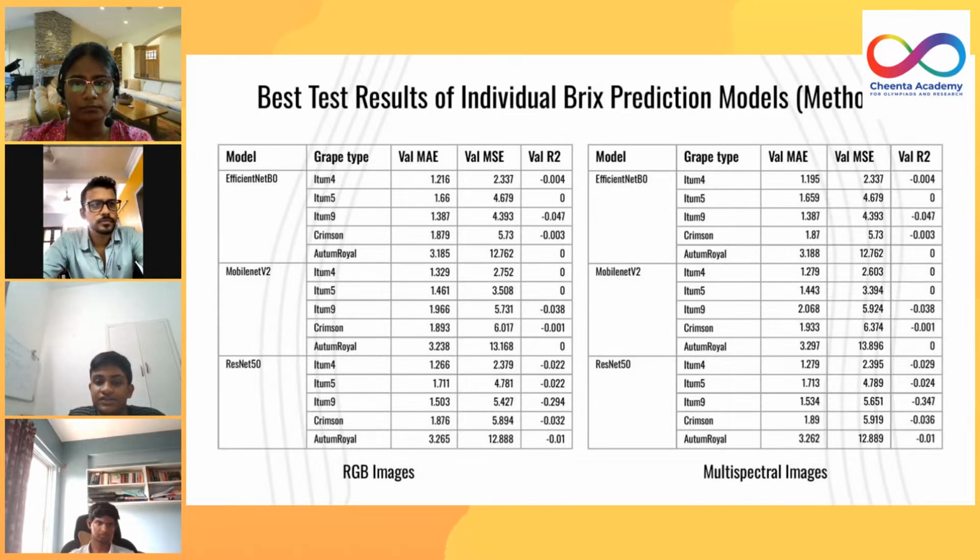So these are the results for individual brix prediction models. On the left side, you can see model performance for RGB images, and on the right side, you can see model performance for multispectral images. In this particular case, MobileNet version 2 was the best performer because we can train it on more epochs and it is lightweight. Next slide.